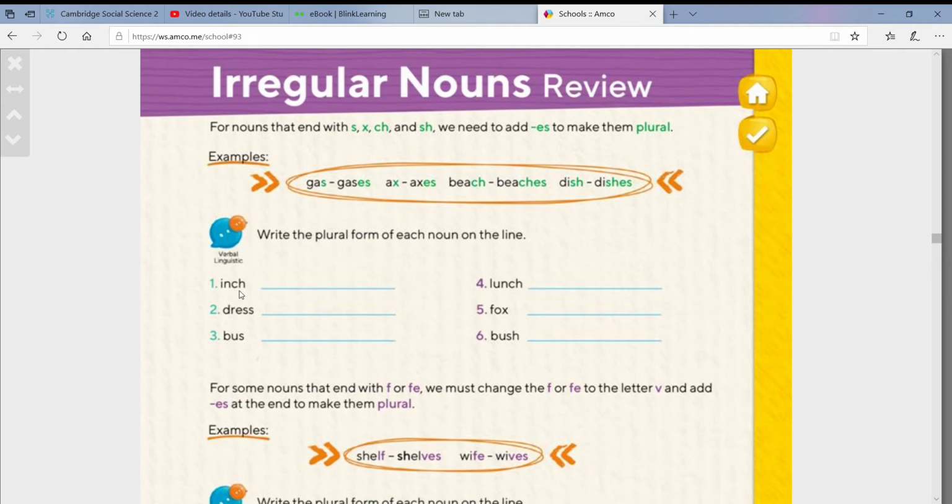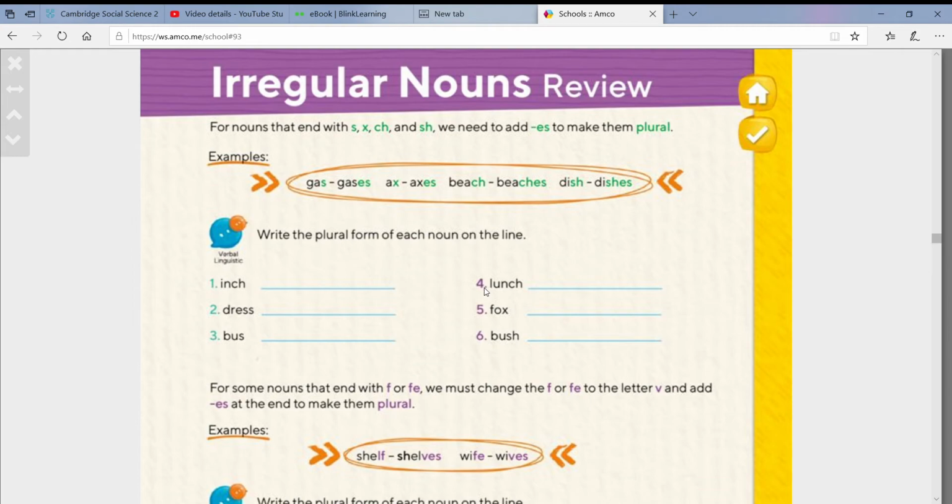Number 1, inch. Now the last two letters are a C and a H. So what do we have to do to make it plural? That's right, a C and a H, we had to add the ES, inches. Dress, the last letter is an S, so that's right, we need to add the ES. Dresses. Number 3, bus. So this word also ends in the S, so we need to write the ES, buses.